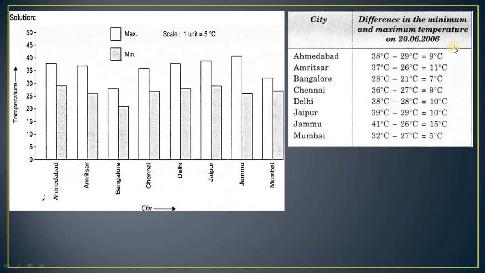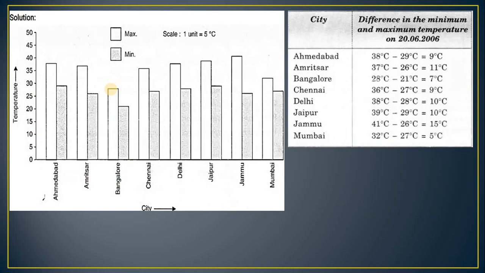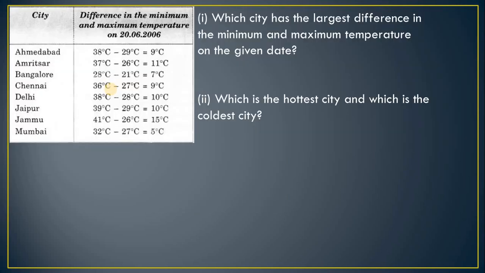And this is your graph, and here in this question you have to calculate the difference of maximum and minimum. So here you plot their difference, like 38 minus 29. Why are we doing this? Because in the question they are asking about the differences. So here you have to calculate the difference for each and every city, means maximum value minus minimum. And as we have calculated the difference, on that basis some questions are given.